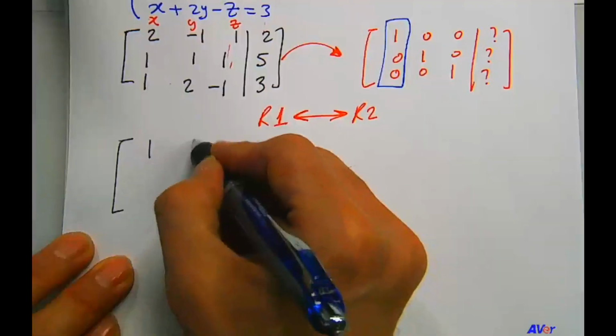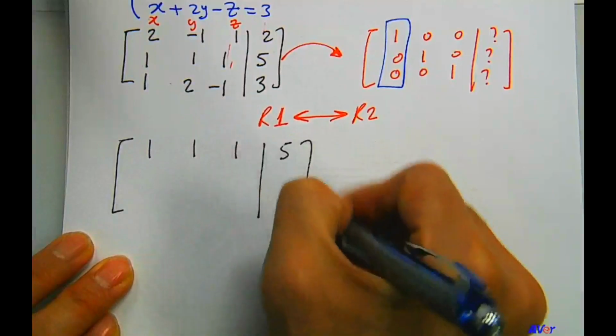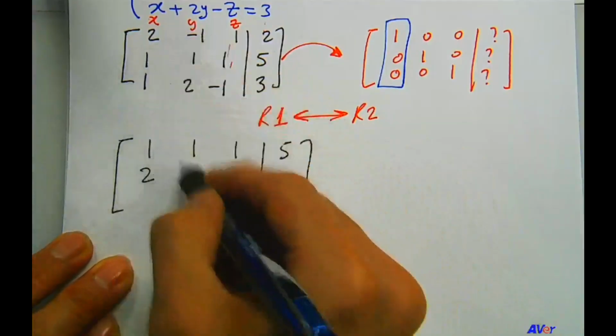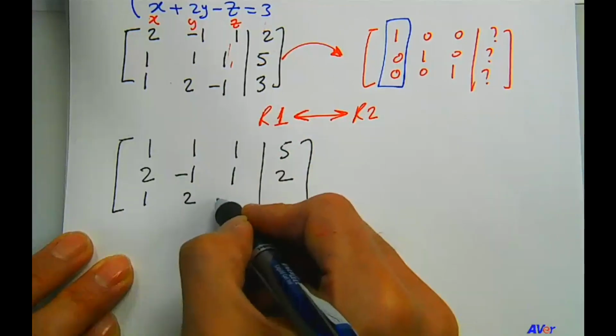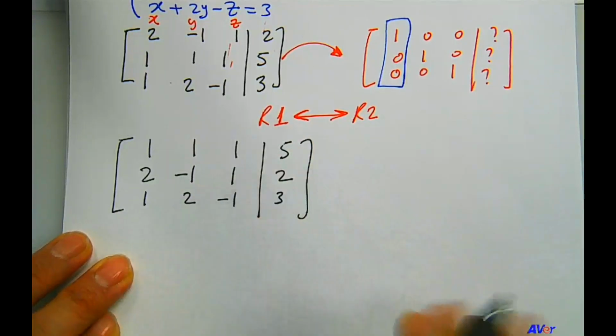We will have 1, 1, 1, and 5. Then 2, negative 1, 1, 2. And the third row stays where it was, right? Like that.